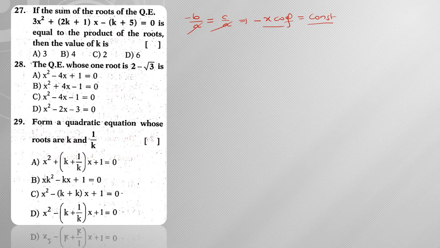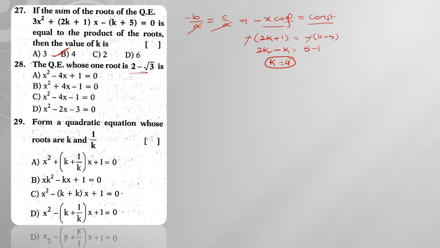So what is my x coefficient here? That I can write as minus of 2k plus 1 is equal to, what is constant? Minus of k plus 5. So on both sides I can cancel out minus. So bringing the like terms, so 2k minus k is equal to 5 minus 1. So 2k minus k is k is equal to 4. Hence the answer is k is equal to 4.